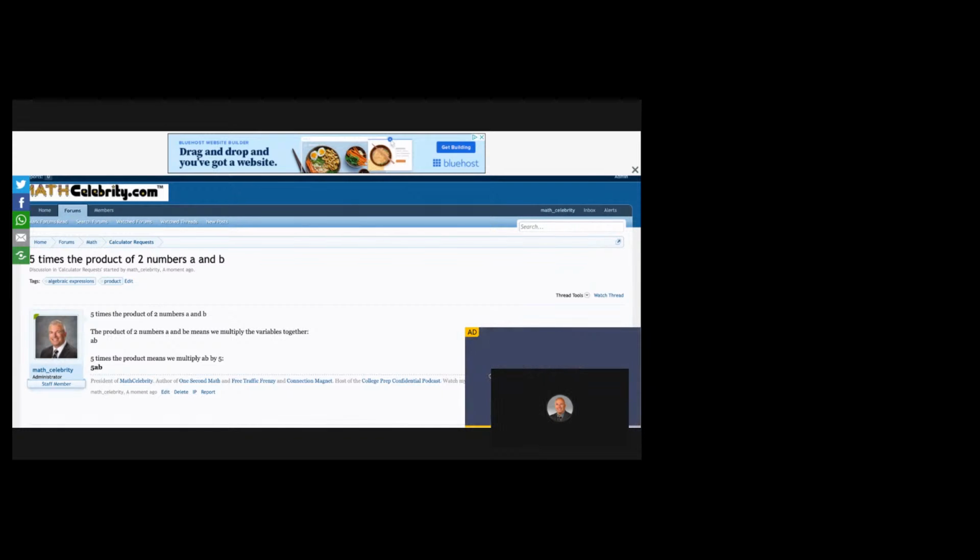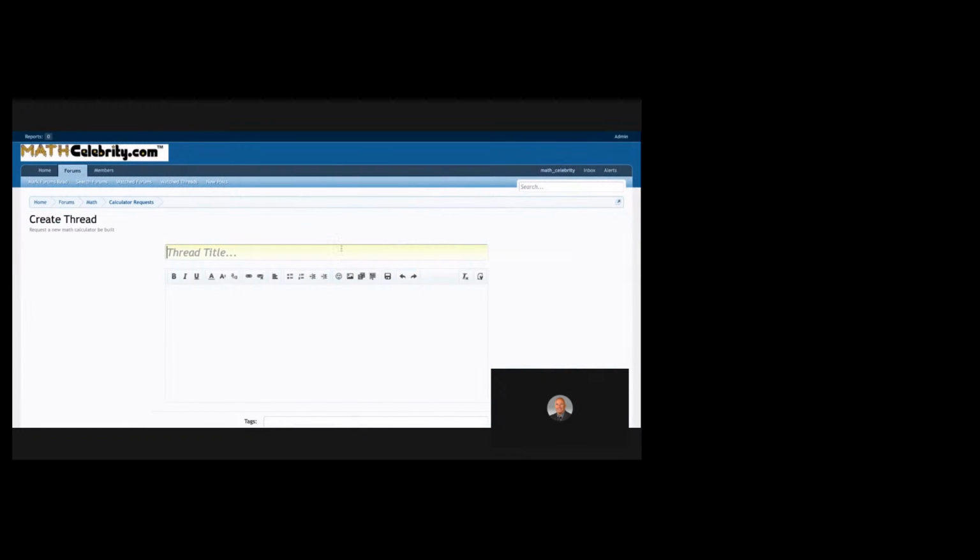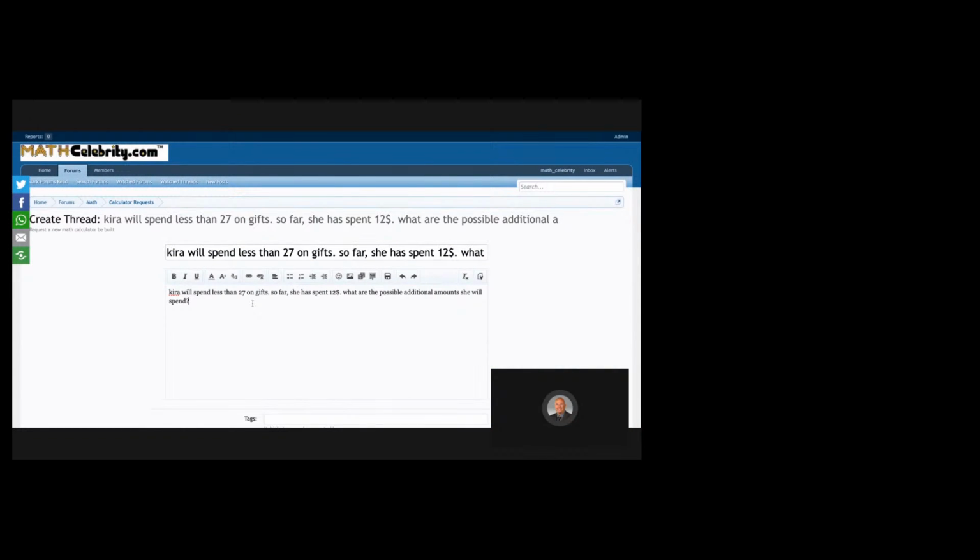All right, this is an inequality. Kira will spend less than 27 on gifts. So far, she has spent 12. What are the possible additional amounts she will spend? The key word in this problem is less than. So we know this is an inequality.